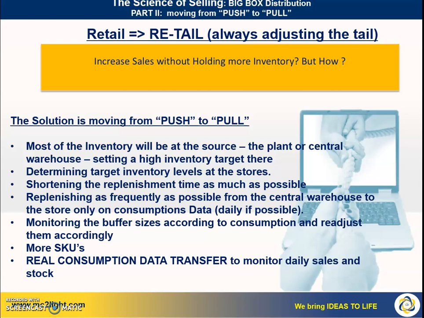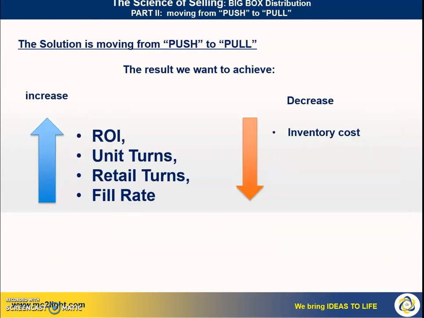So we left last time, with most of the theory being in the source, the plant and the central warehouse: setting a high inventory target there, determining the target inventory level at the store, shortening the refresh time as much as possible, and refreshing as frequently as possible from the central warehouse to the store only on consumption data. Monitoring the buffer size according to consumption and readjusting accordingly. More SAQ and real consumption data transfer monitored daily.